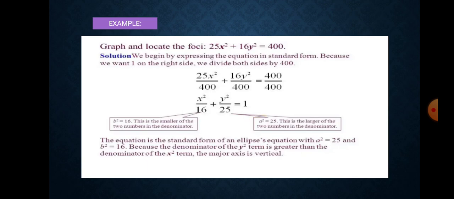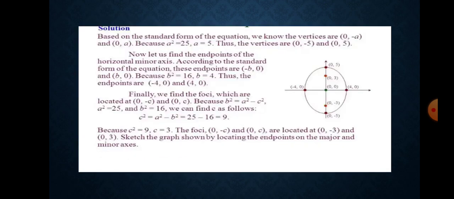The equation is the standard form of an ellipse equation with a squared equals 25 and b squared equals 16, because the denominator of the y squared term is greater than the denominator of the x squared term. The major axis is vertical. Based on the standard form, the vertices are (0, negative a) and (0, positive a). Because a squared equals 25, a equals 5. Thus, the vertices are (0, negative 5) and (0, positive 5).